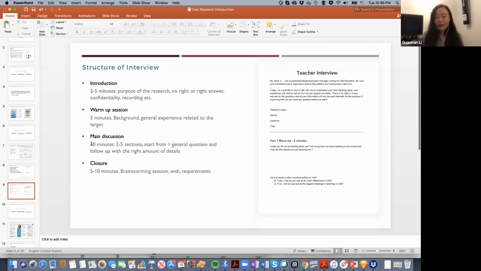And then I might plan my questions around it and say, okay, I want to understand their experience learning language in the past and what they found the most helpful, for example. So I'll plan some questions around it. That might be one section.